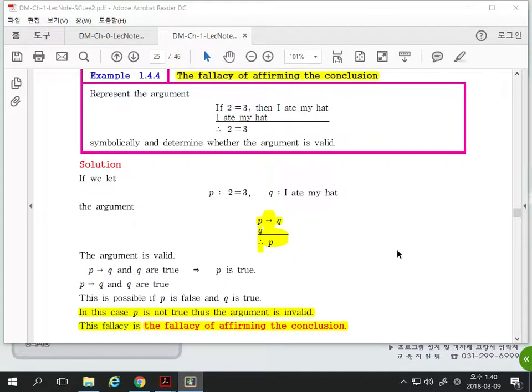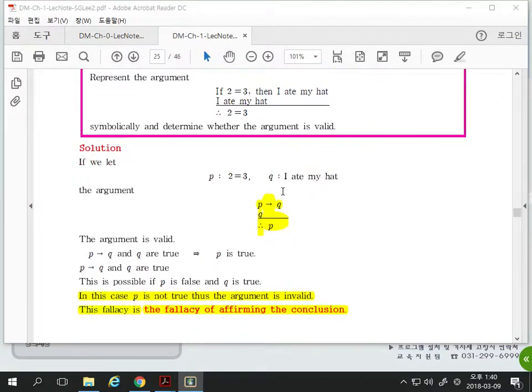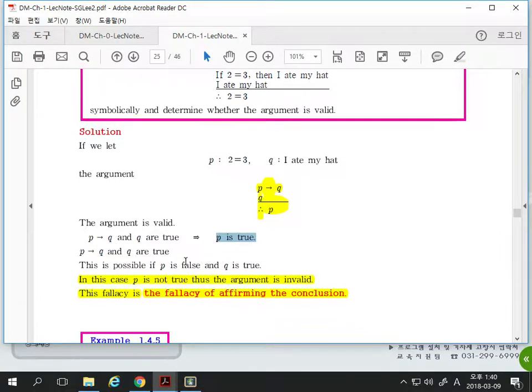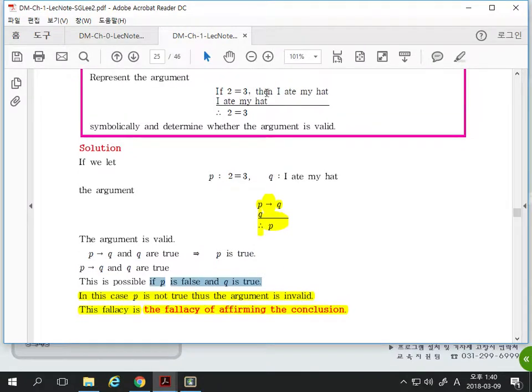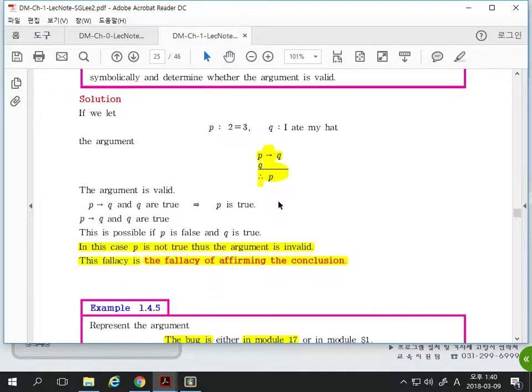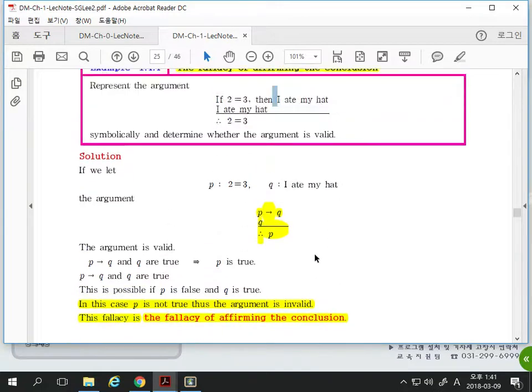This is a typical example of a fallacy. Okay, if this argument is valid, if P implies Q is true and Q is true, then P should be true. But let's see. This is also possible if P is false and Q is true. Even though 2 is not equal to 3, I still can eat my hat. So in this case, P is not true, thus the argument is invalid. This fallacy is the fallacy of affirming the conclusion. So when you do coding, you should be very careful to watch out for this kind of fallacy.